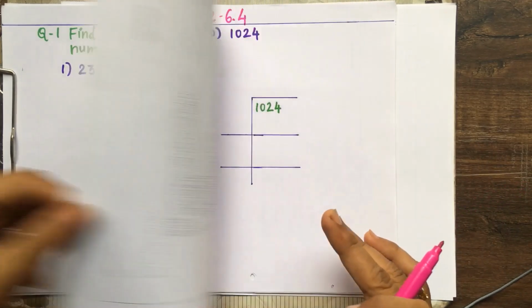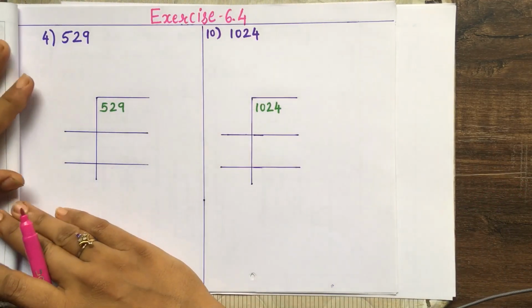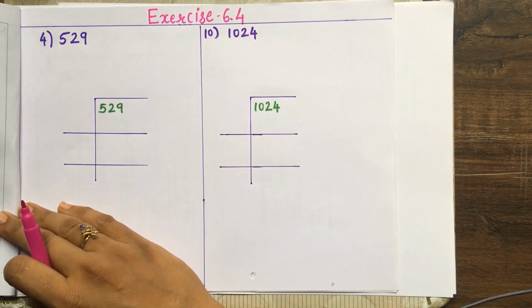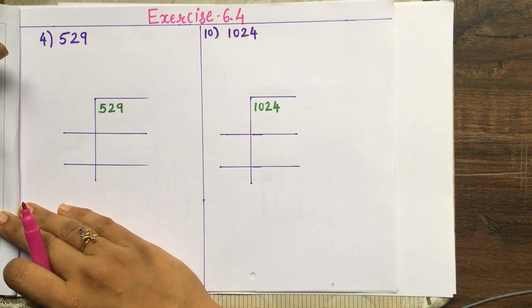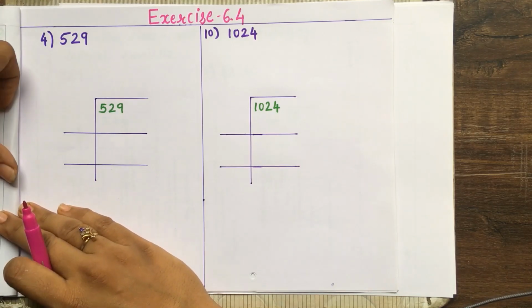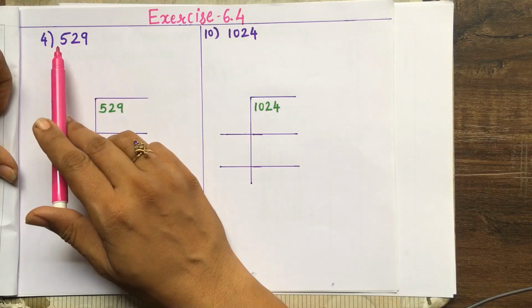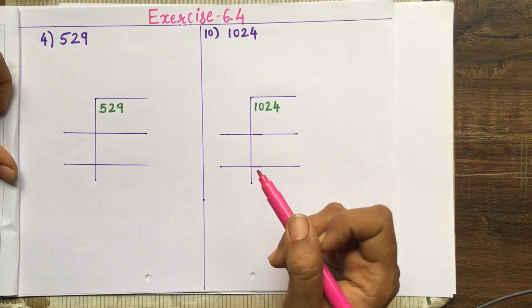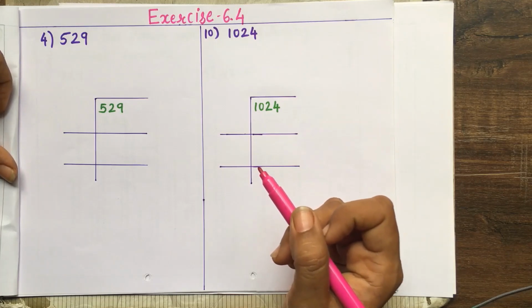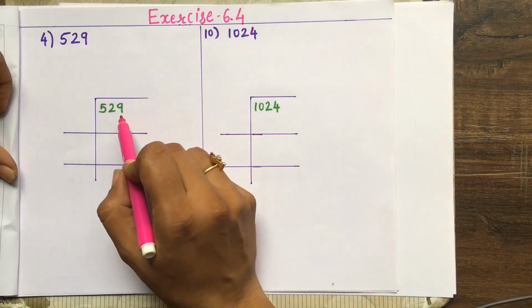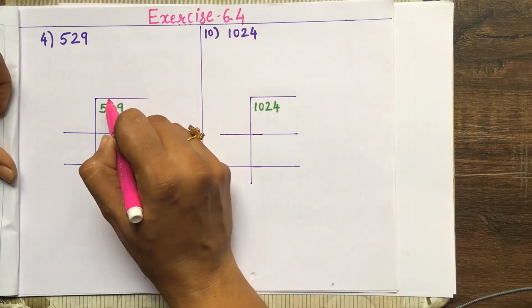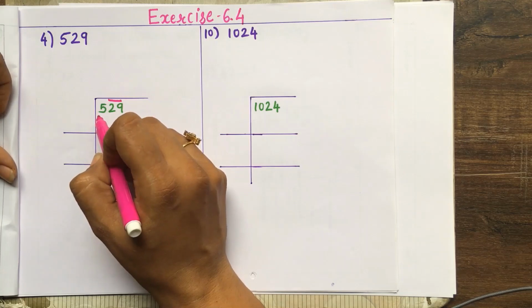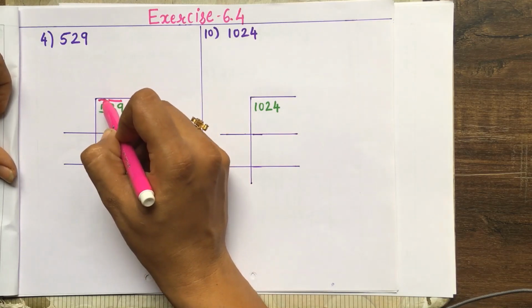Next number we have is 529. See, in the previous number, the number was of 4 digits. Here we have number 529, which has only 3 digits. So again, as I said, first we'll group the digits into 2, starting from right hand side. So first group will be 29, and here because it is 3 digits, or odd number of digits are there, we are left with only 1 digit.